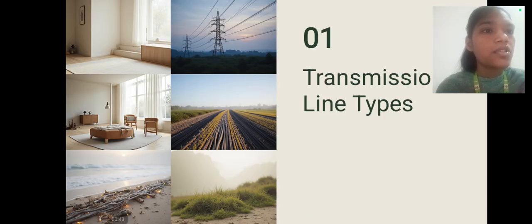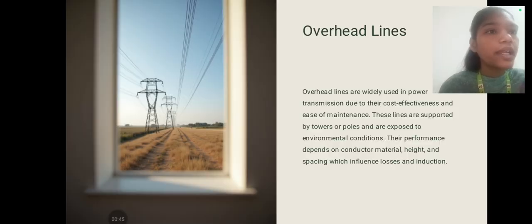Transmission line types. Overhead lines. Overhead lines are widely used in power transmission due to their cost effectiveness and ease of maintenance. These lines are supported by towers or poles and are exposed to environmental conditions. Their performance depends on conductor material, height and spacing, which influence losses and induction.